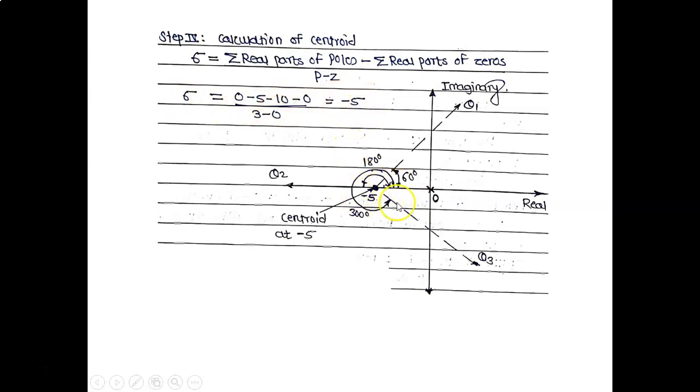Therefore, locate sigma equal to minus 5 on the graph and draw the angles, that is, theta 1 is equal to 60 degree, theta 2 is equal to 180 degree and theta 3 is equal to 300 degree. We have to draw these angles through the centroid.